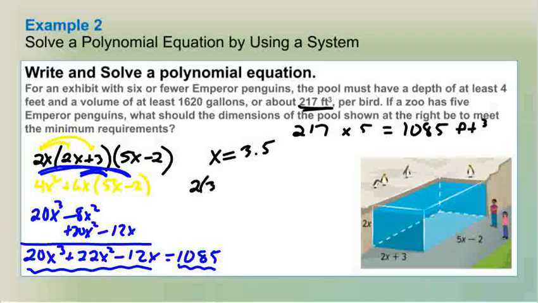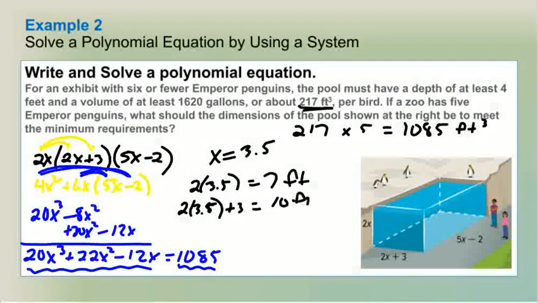So I have 2 times 3.5, which will give us 7 feet. And then I have 2 times 3.5 plus 3, so that's 7 plus 3, so that's 10 feet. And then I have 5 times 3.5 minus 2, and 5 times 3.5 is 17.5 minus 2 gives us 15.5 feet. And if you were to multiply all of those, that would give us 1,085 cubic feet.